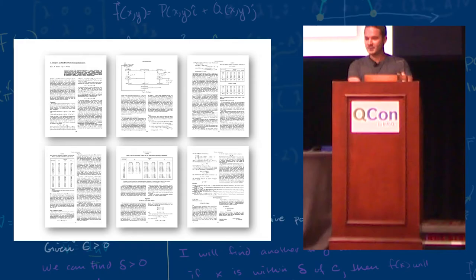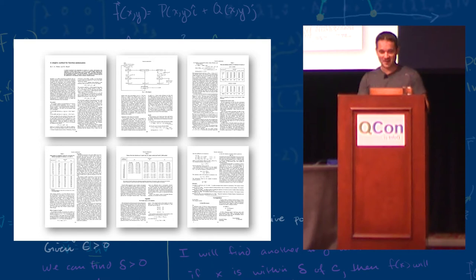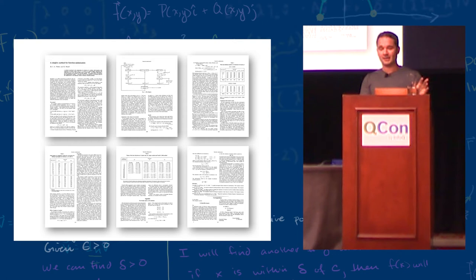So this paper, I had never actually read it until I was preparing my talk, and I was surprised to see that it was just this short 6-page paper. We're not going to read the whole thing, but the first 2 pages cover the whole algorithm, and it's actually a pretty simple algorithm. There's no pseudocode in it. This is from 1965, before pseudocode was really a thing.